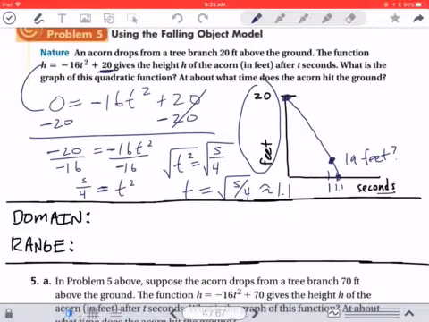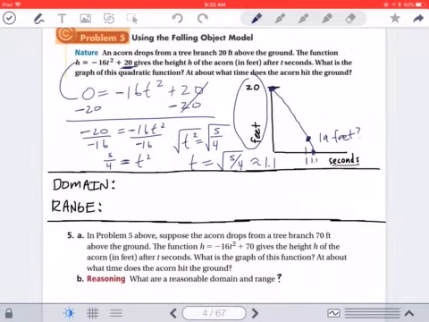Remember, objects as they fall accelerate, so it goes faster, so it wouldn't be just half of it, it'd be 7 or 8 feet, something like that. Okay, what is the domain and range of this function?